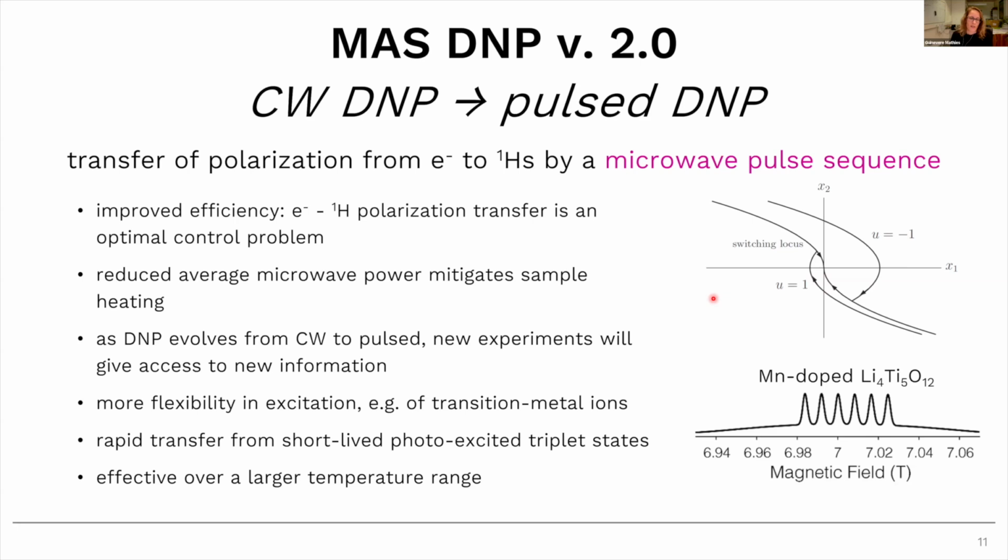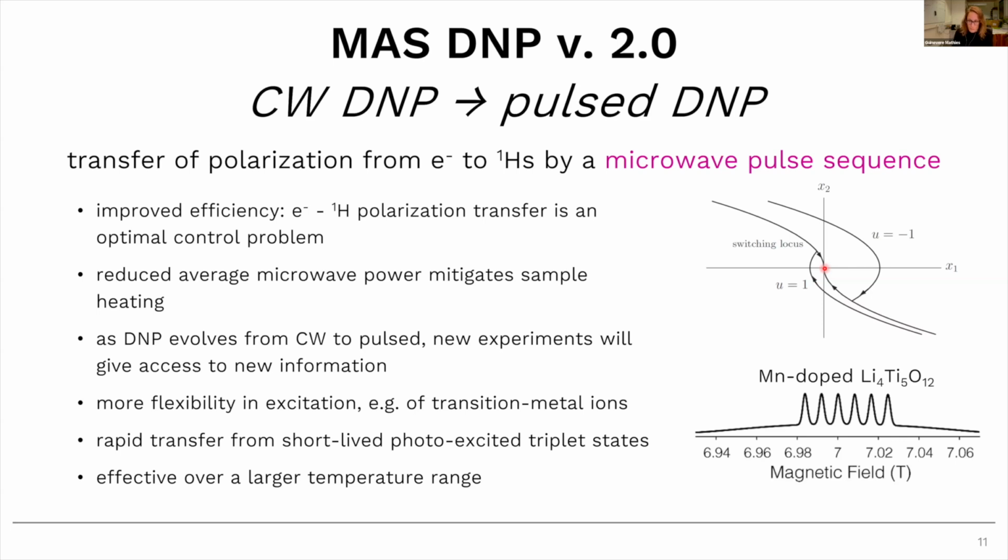Now, one reason that we think this is a good idea is that we would expect to have an improved efficiency in the electron-proton polarization transfer. So you can think of this polarization transfer as an optimal control problem. And what you see here in this slide on the right is a figure from an introductory course on optimal control. And so the task here is to have a particle that's moving at a certain velocity, to bring it to rest at the origin of this figure in the shortest possible time.